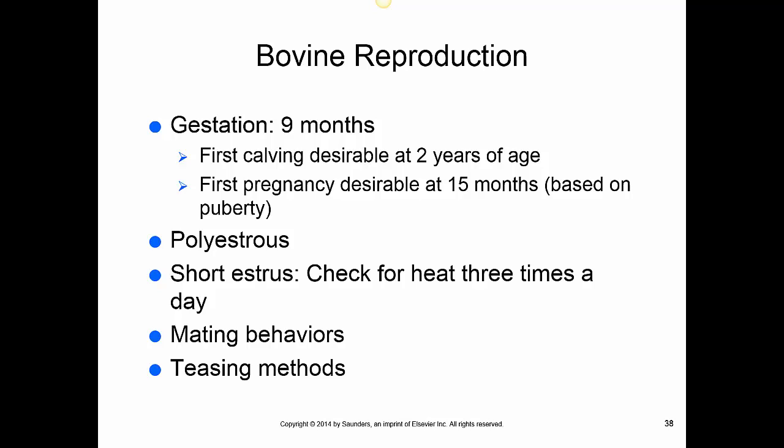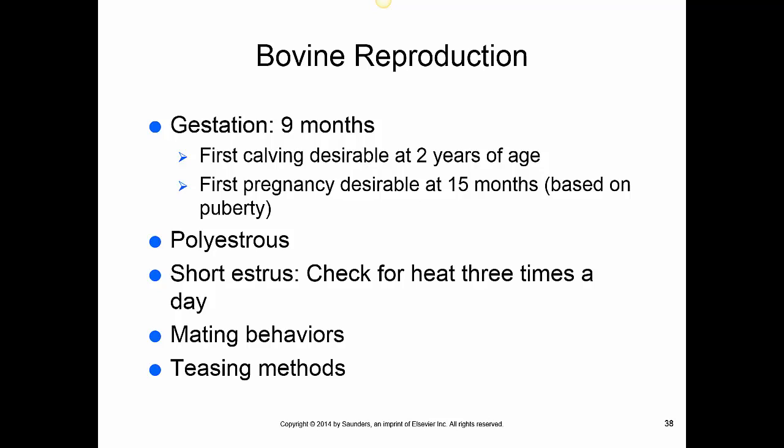bovine, and then we don't actually have any slides on swine in here, but you'll find swine also. Both swine and bovine end up being polyestrous, meaning that they come into heat year-round regardless of daylight or temperature. They're going to keep this consistent estrus cycle.